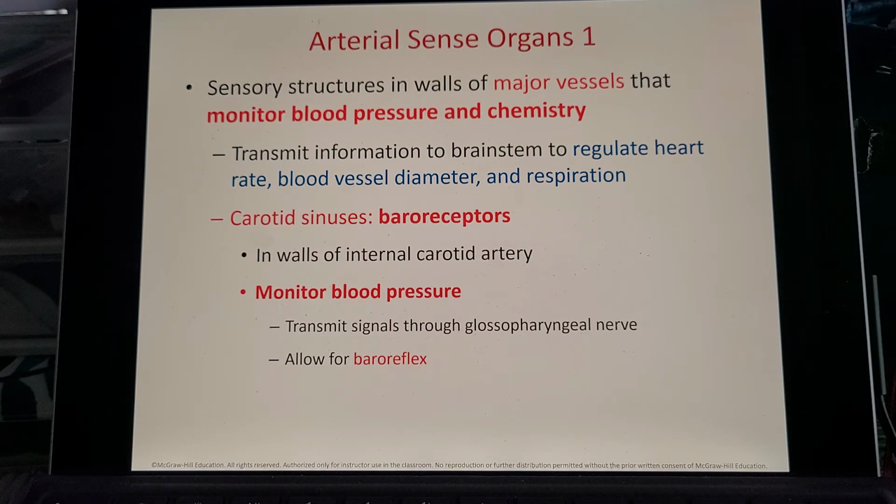So the first one we have is our baroreceptors. These are inside our carotid artery, helping to monitor blood pressure, allowing for that baroreflex. If you remember from AP1, I believe it was chapter 1, where we talked about a negative feedback response: as the guy gets up out of bed and the blood drains away from the head, that baroreceptor would detect the level of this decrease in blood pressure.